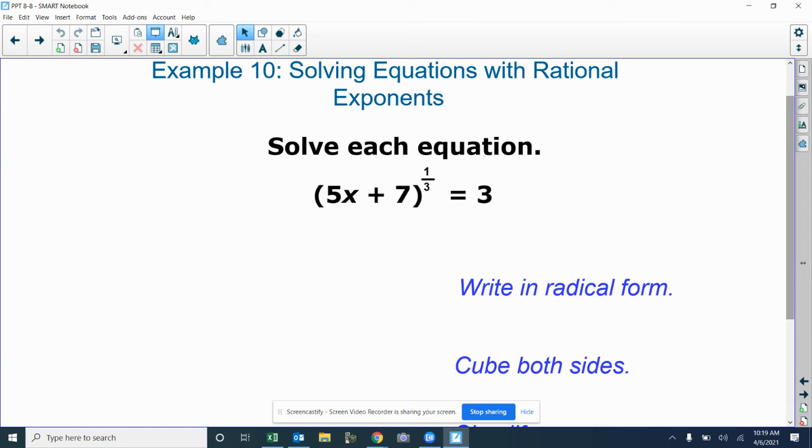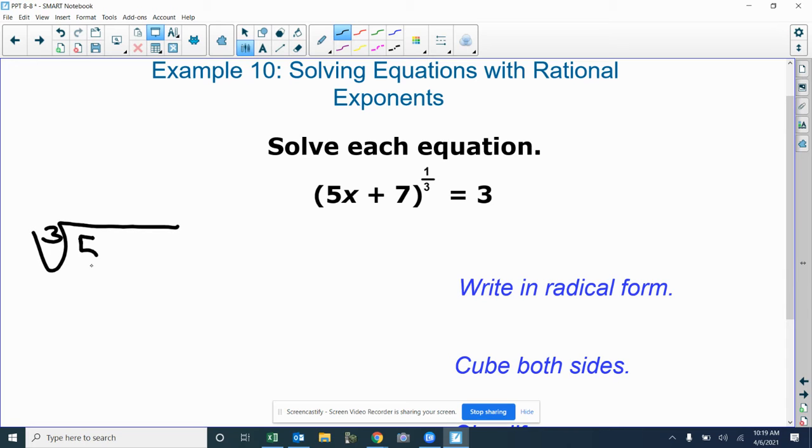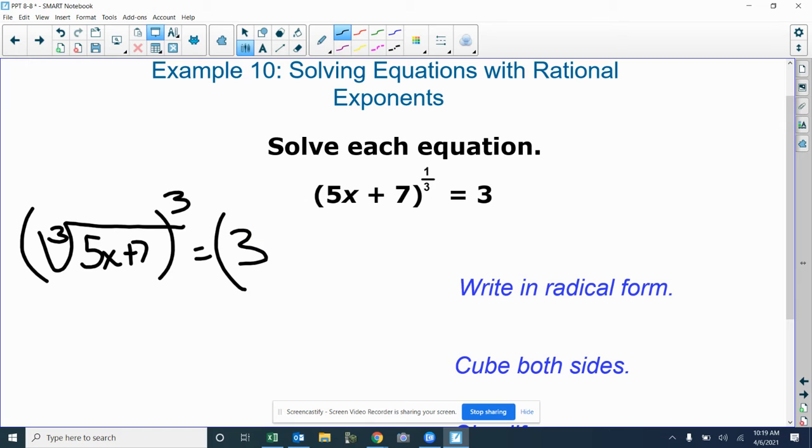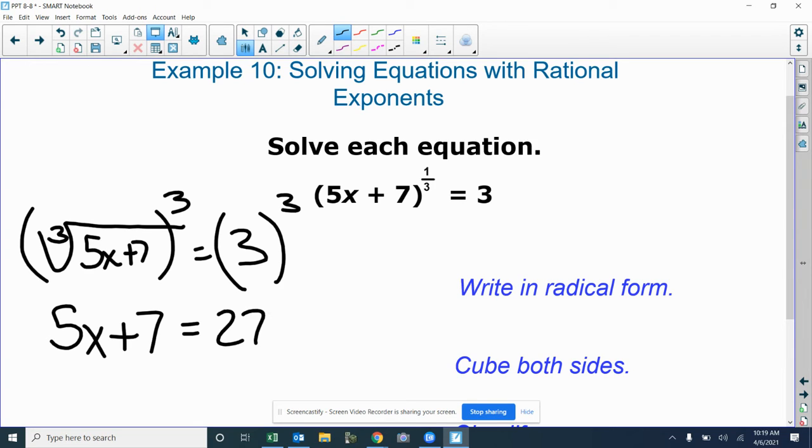So step one, write it as a radical. In this case, it would be the cube root of 5x plus 7 equals 3. Now what? We're gonna cube both sides, not square root it, because it is a cube there, okay? So we're gonna end up with 5x plus 7 equals 3 times 3 times 3, which would be 27.